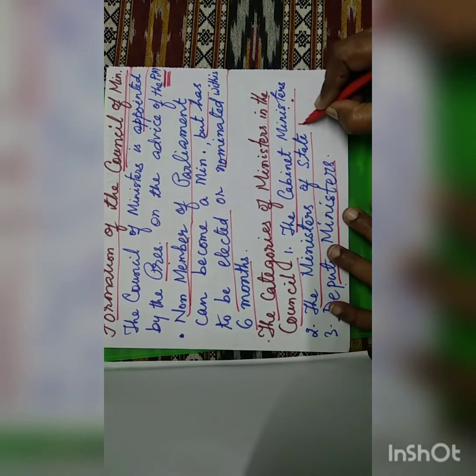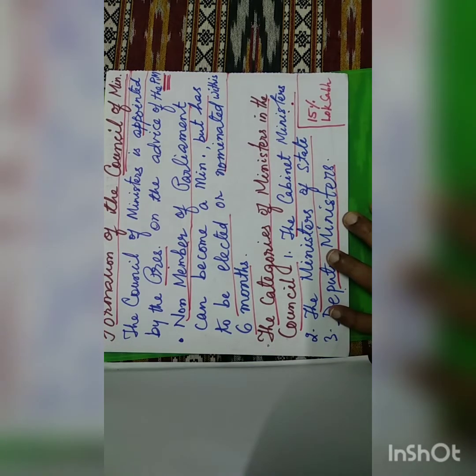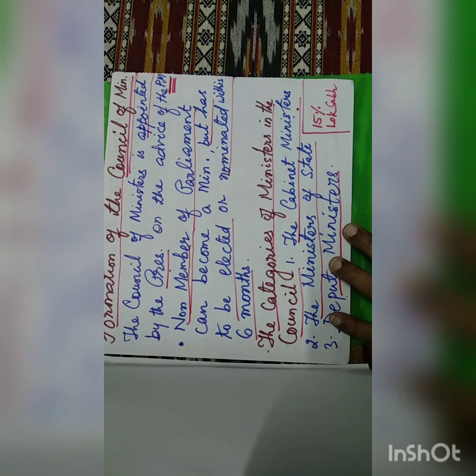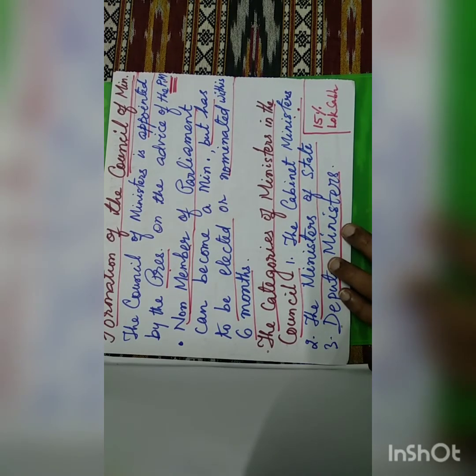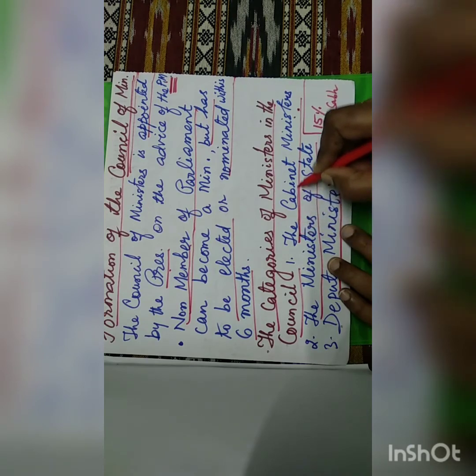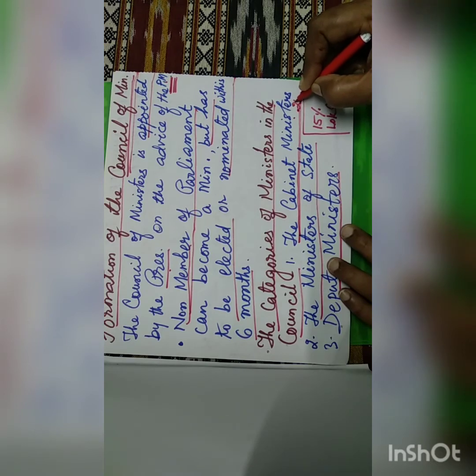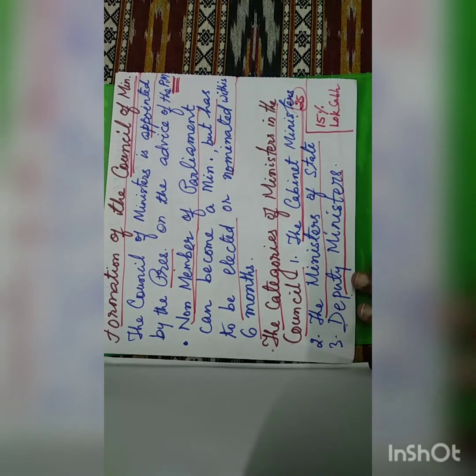The strength of the Council of Ministers should not be more than 15% of the strength of the Lok Sabha. The Lok Sabha has its strength 545 now. Not more than 15% of its strength can be in the Council of Ministers. So altogether some 75 to 80 members can be in the ministry. And the top ranking ministry is the cabinet ministry, and there are at present some 25 ministers. These are the 3 categories of ministers in the council.